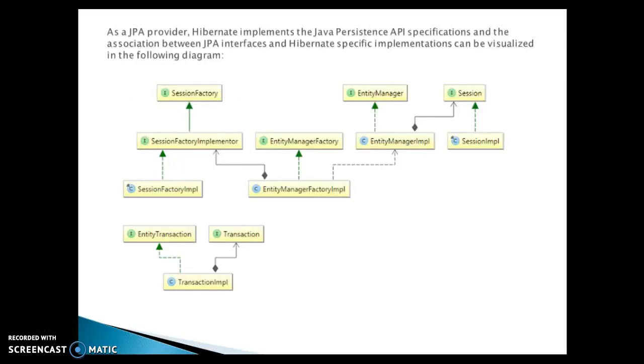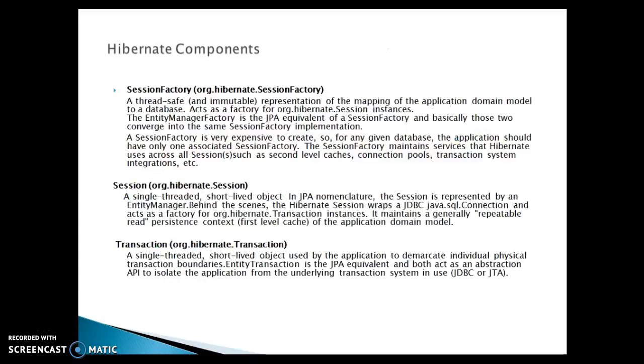Now, as a JPA provider, Hibernate implements the Java Persistence API specifications, and the association between JPA interfaces and Hibernate specific implementation can be visualized in the following diagram. As we know, Hibernate is one of the implementations of the JPA specification, and how JPA is related to Hibernate as an ORM implementer, you can visualize in this picture. Now let's talk about some important components of Hibernate.